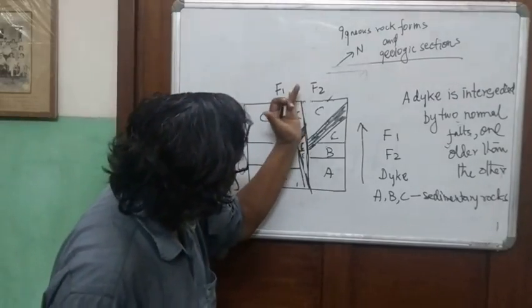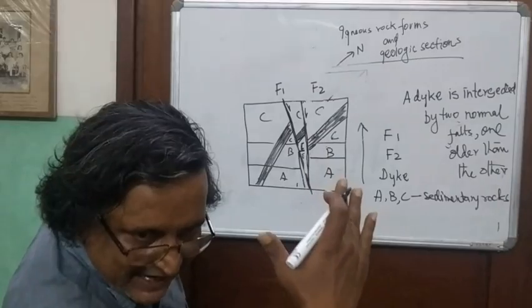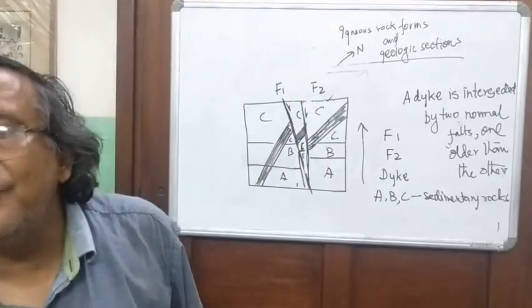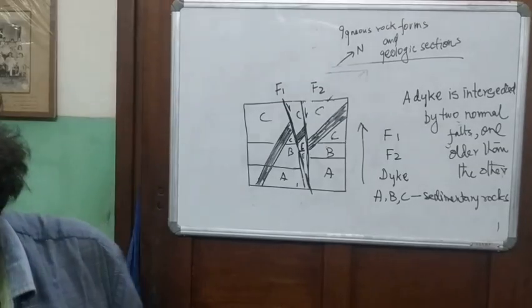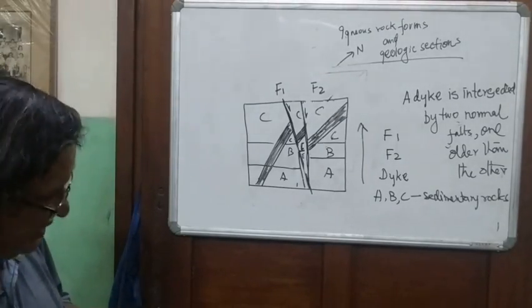When I say this has gone down in a normal fault, that means there has to be a slight angle onto the right. If I tilt this angle, it will show you a reverse fault because you have changed the footwall angle. So this is how geologic sections are.